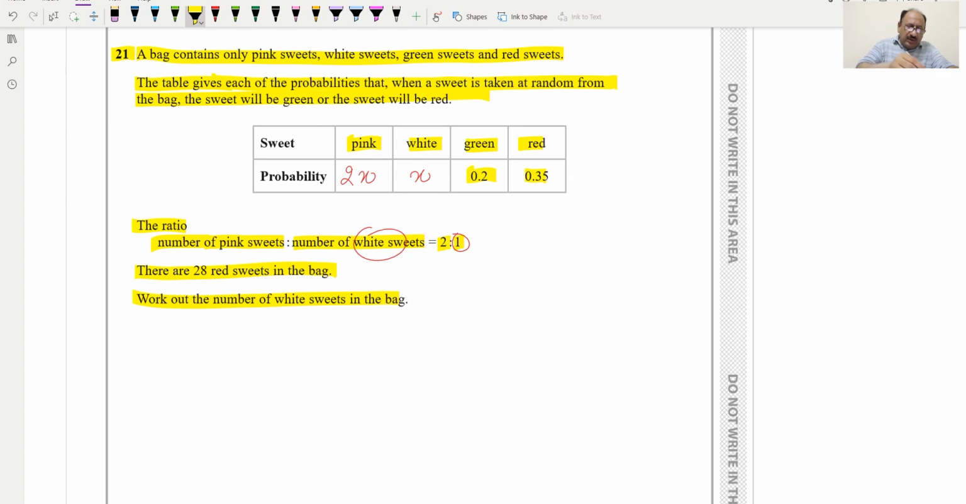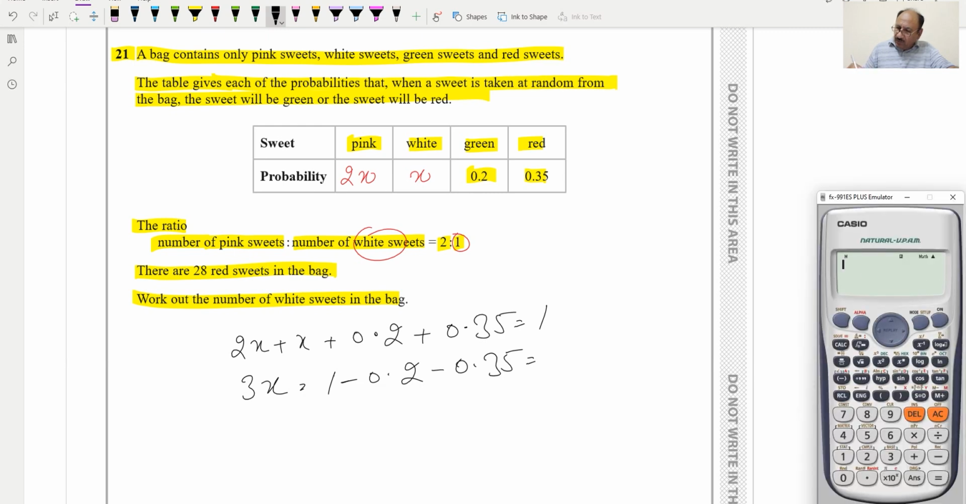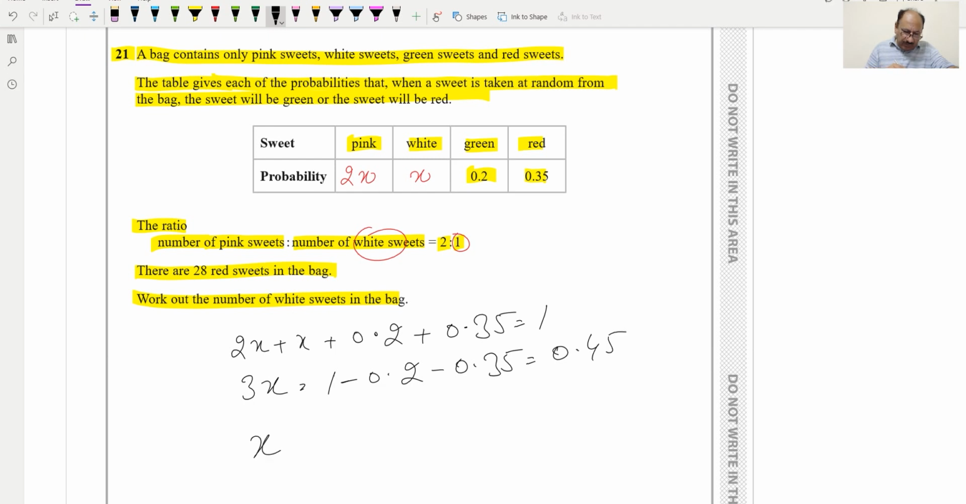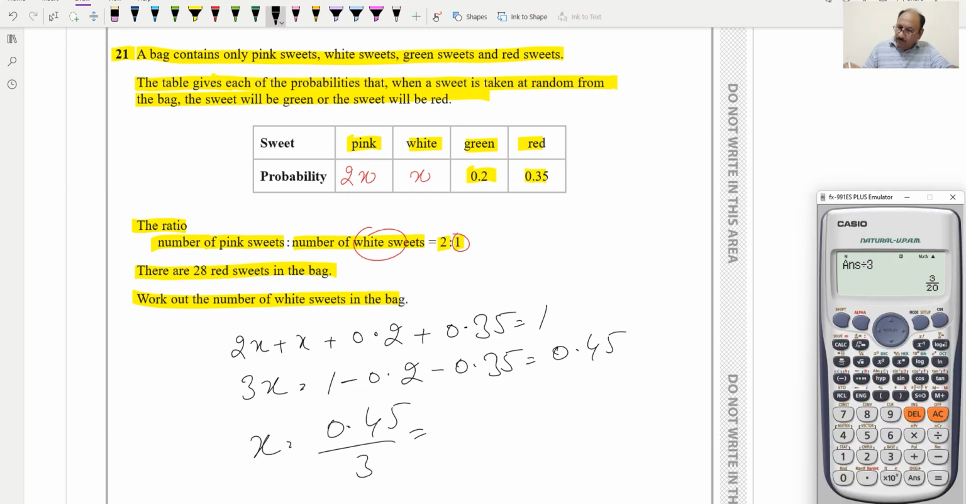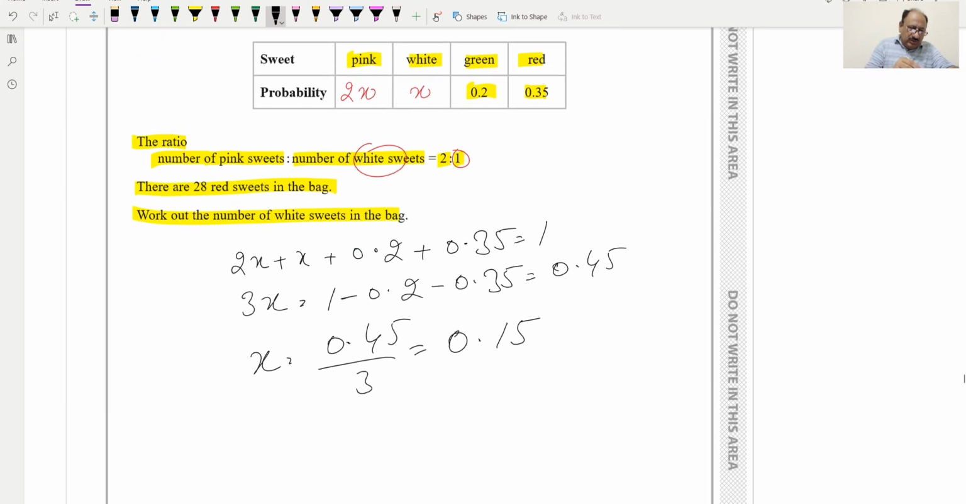First of all, we will add these probabilities to 1. So 2x plus x plus 0.2 plus 0.35 is equal to 1. So 3x is equal to 1 minus 0.2 minus 0.35, and this is equal to 0.45. And x will be equal to 0.45 divided by 3, which is 0.15. So the x value is 0.15.